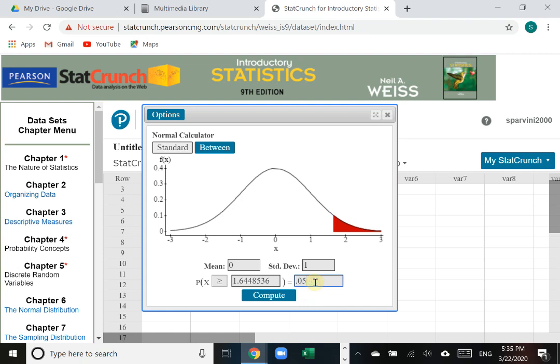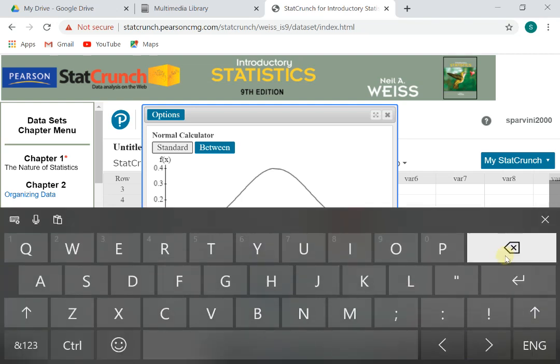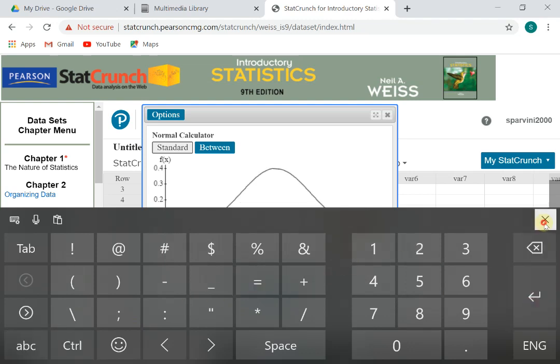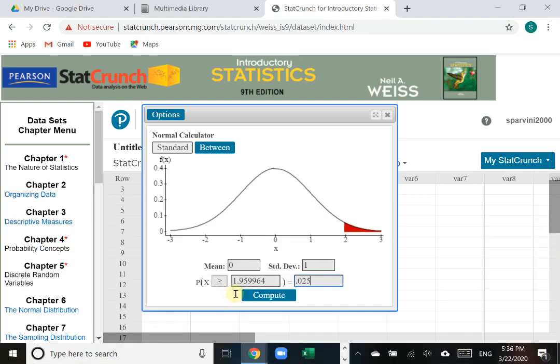Let's change this area now to 0.025. Okay, so I'm going to go back, 0.025. And now with the area 0.025, again, notice the red highlight is getting smaller, the area is shrinking, but the z-score is getting bigger. That means we are pushing into the tail end of this distribution. We're going to go with 1.96 for this. And let's do yet another one.